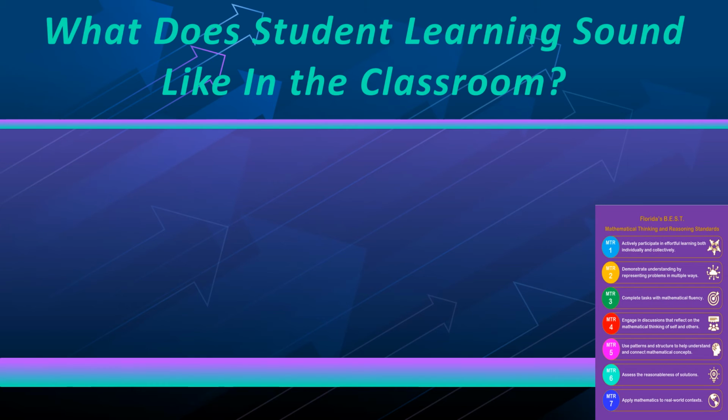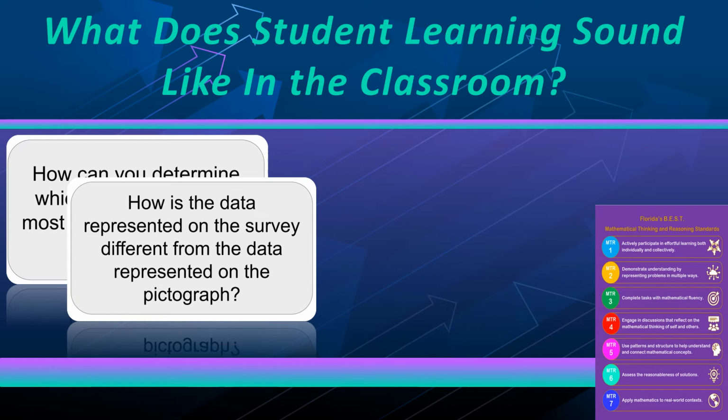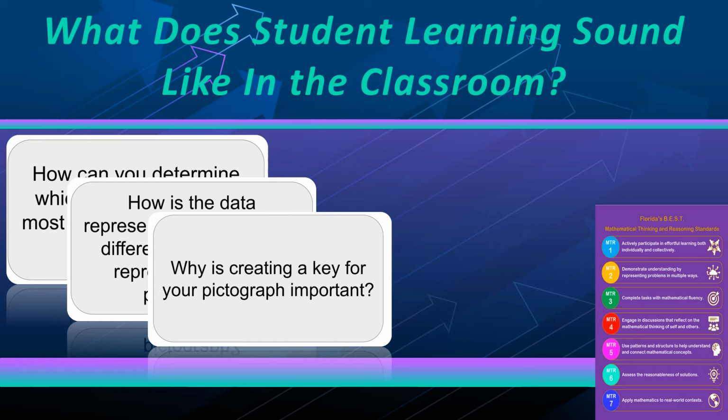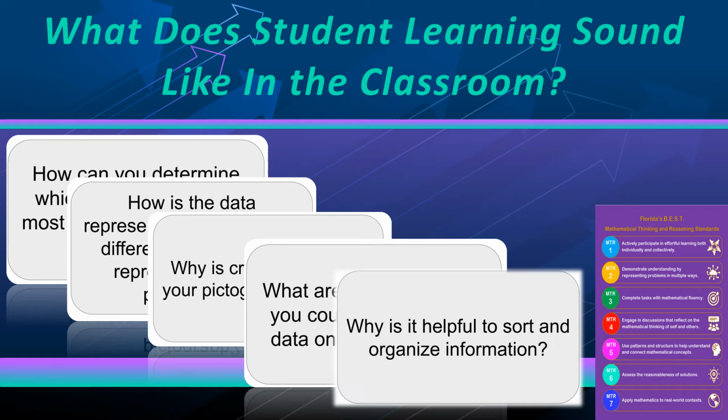The types of questions we ask students will determine the type of conversation we will hear in our classroom. The following are some examples of math chat questions you can find in STEMscopes. Notice that most of these questions are open-ended and will help to elicit thinking and explanation from a student. The conversations elicited from these questions can demonstrate MTRs 1, 4, and 6.